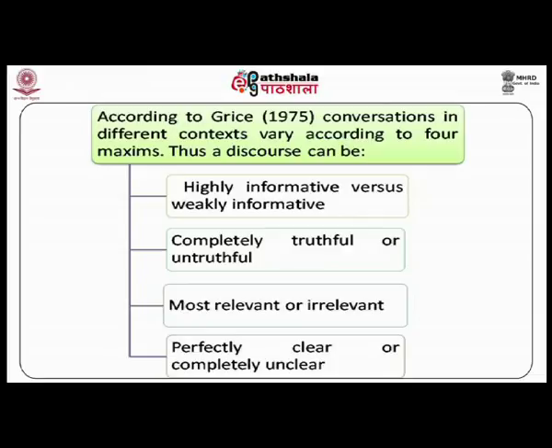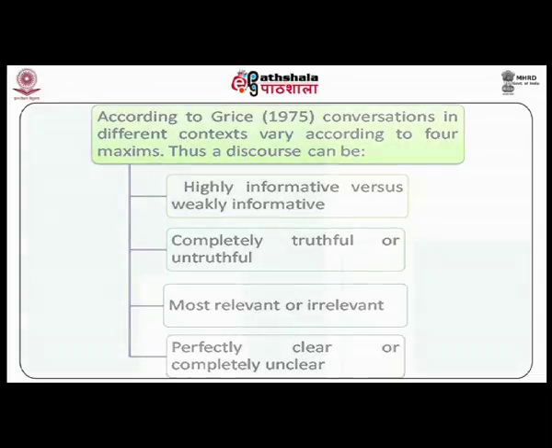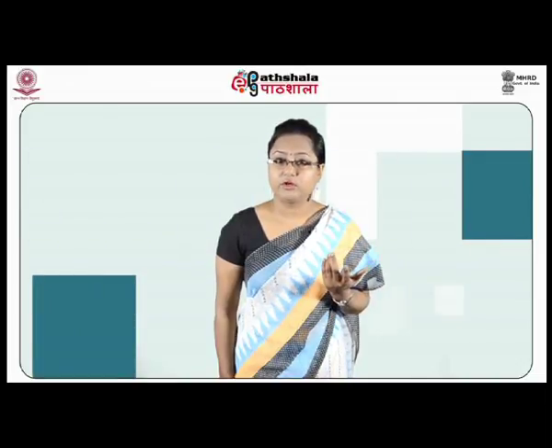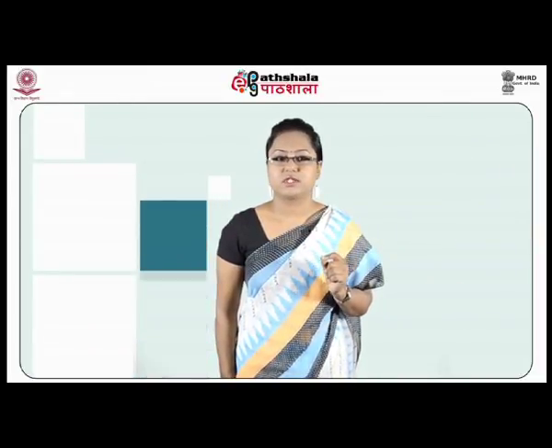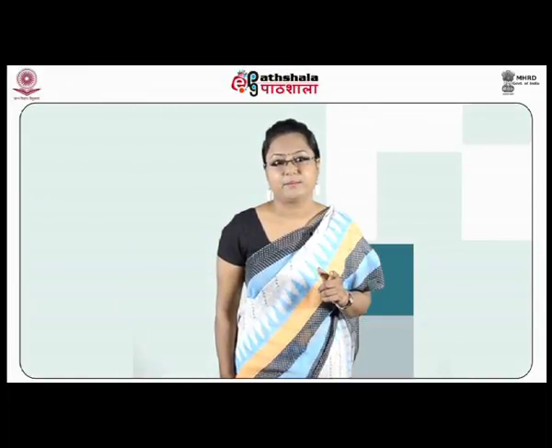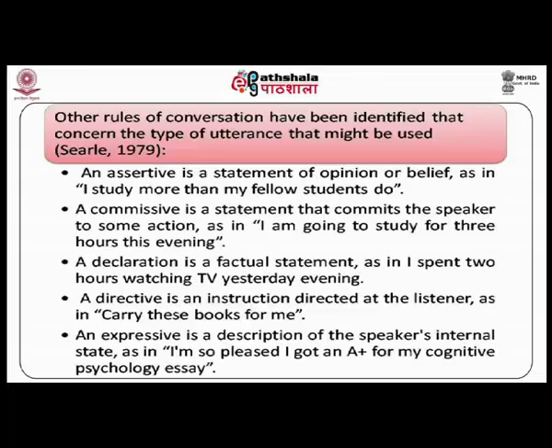According to Grice, conversations in different contexts vary according to four maxims. Thus, a discourse can be highly informative versus weakly informative, completely truthful or untruthful, most relevant or irrelevant, perfectly clear or completely unclear. People vary on each aspect depending upon with whom they are conversing. So, for example, someone who is lying to their boss about why they didn't turn up for work might use a discourse that is weakly informative, untruthful, irrelevant and unclear. On the other hand, the same person talking to a friend might use a discourse that is informative, truthful, relevant and clear.